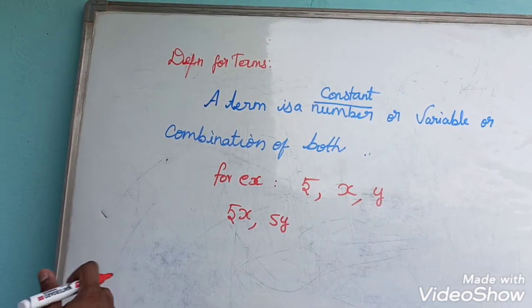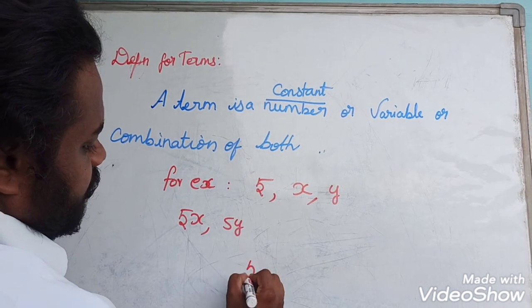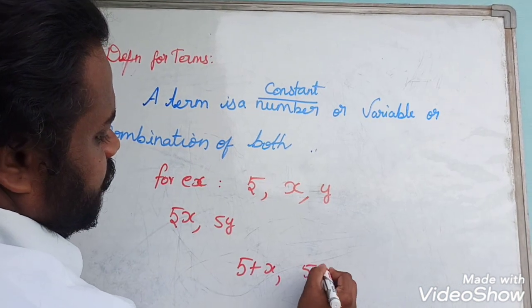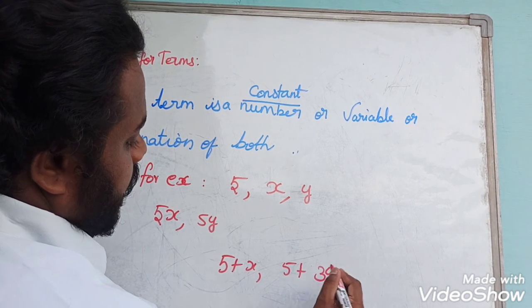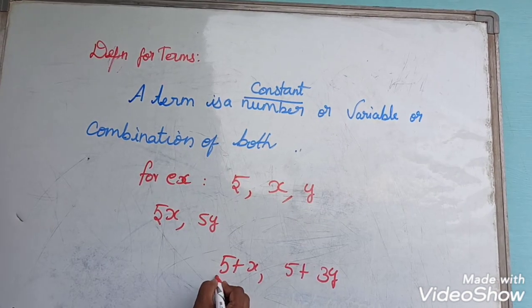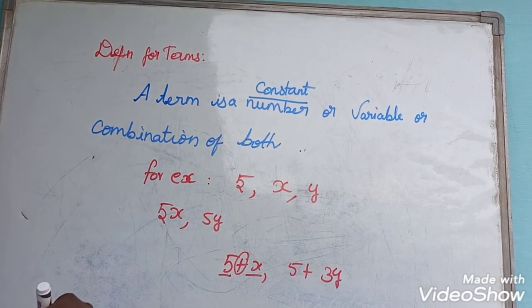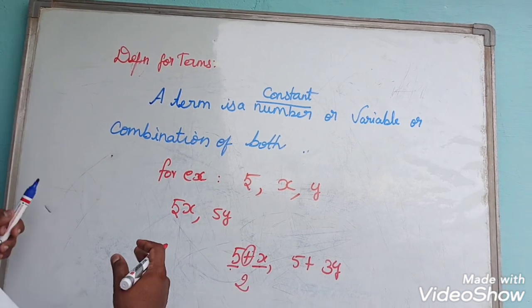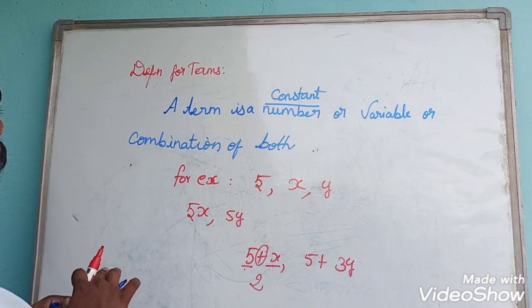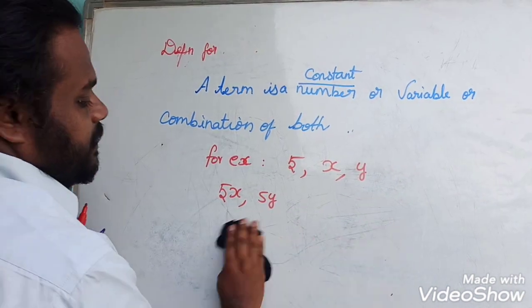This can be split out by the basic operations plus and minus. For example, 5 plus x, 5 plus 5y, 5 plus 3y, like that. Here this is one term, this is one term. This can be separated by the basic operation plus. So here two terms are there. So now we have seen the definition for terms. Next we move on to the definition for expression.